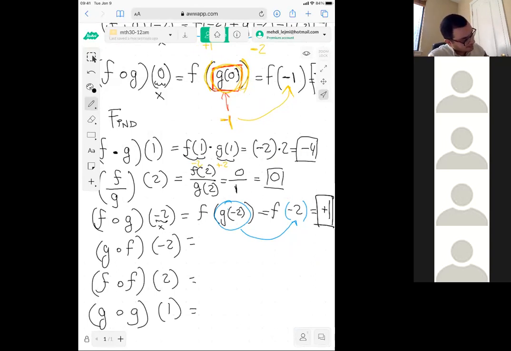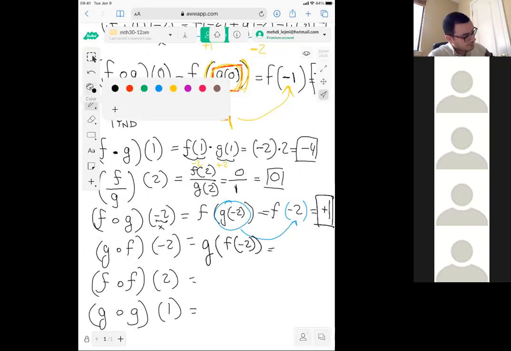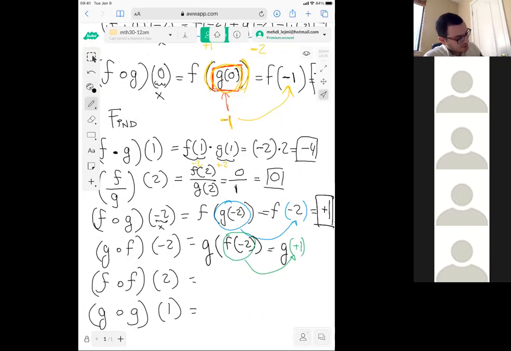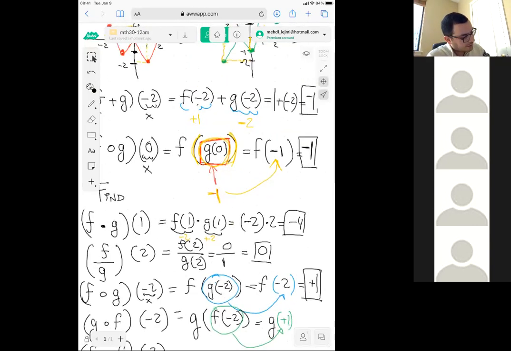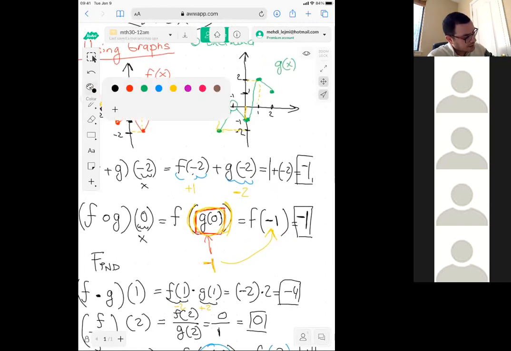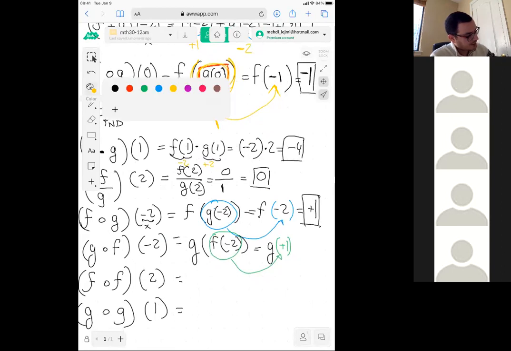Good. So let's do the next, g of f of -2. Well, f of -2, if you check the graph, inside the parentheses, that's +1. So here I'm going to have +1. And as I said, there's a g outside. So now it's g of +1. So we need to find g of +1. And you can see, this is +1. So g of +1 is +2. So the answer is +2.